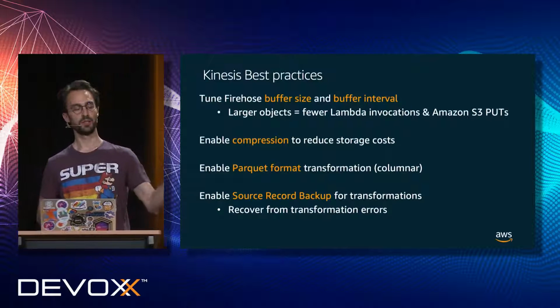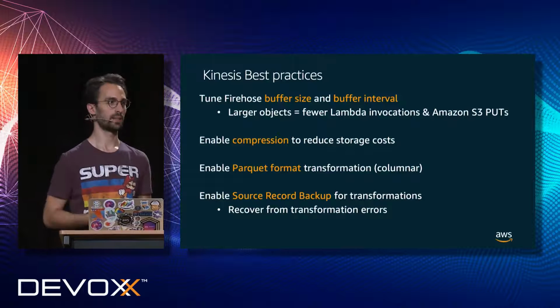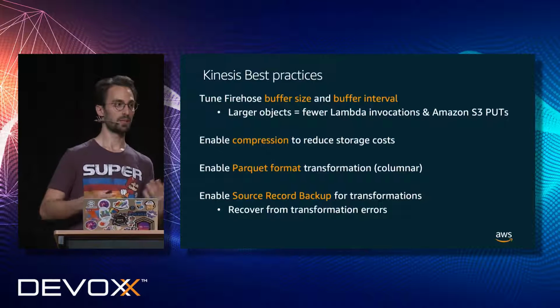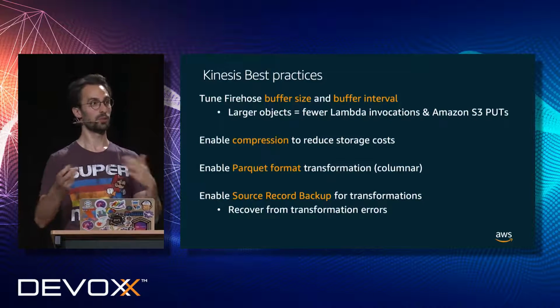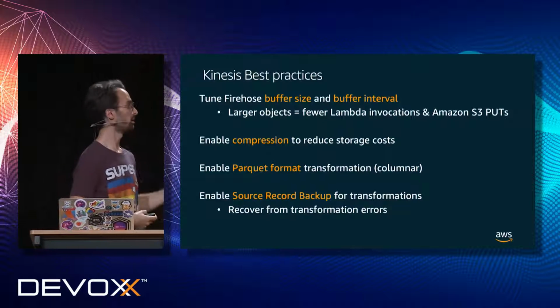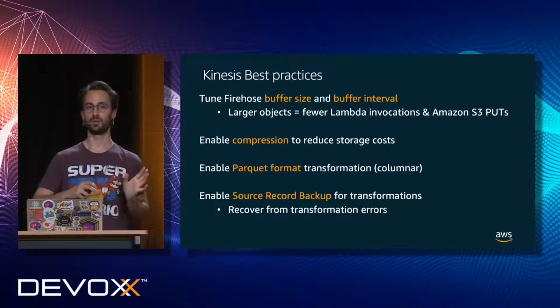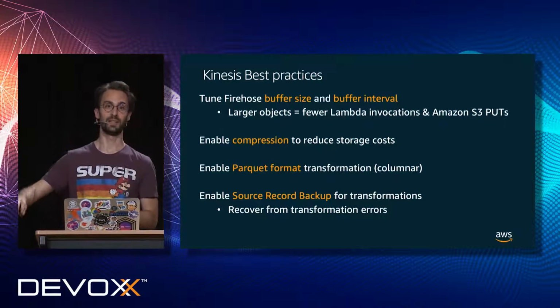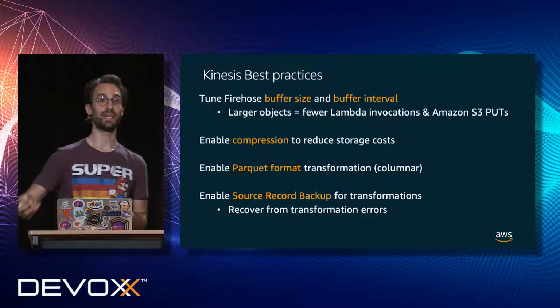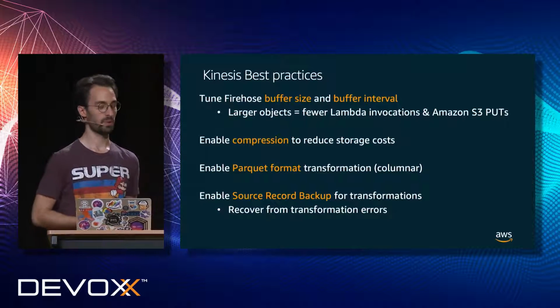So there are two parameters that you can tune. One is the buffer size. When does the data get written? After 10 megabytes or after 60 seconds, you can choose these two parameters. You can enable compression, Parquet format. Optionally, you can even enable a backup of everything. Store a backup of the raw data in this S3 bucket. So maybe you can replay this data in a dev environment or in a staging environment. So pretty powerful.